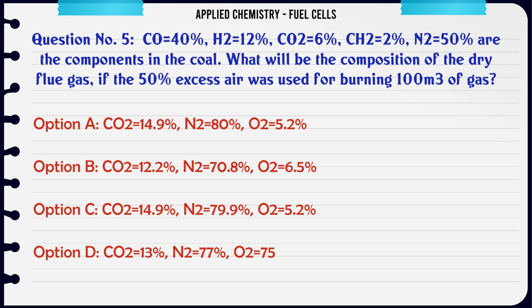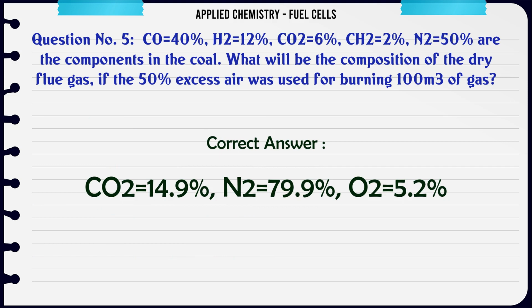A. CO2 14.9, N2 80, O2 5.2. B. CO2 12.2, N2 70.8, O2 6.5. C. CO2 14.9, N2 79.9, O2 5.2. D. CO2 13, N2 77, O2 7.5. The correct answer is CO2 14.9, N2 79.9, O2 5.2.